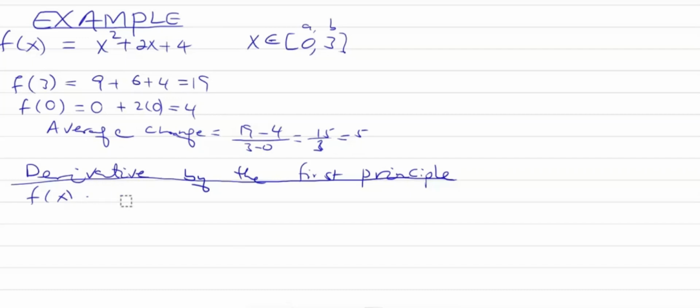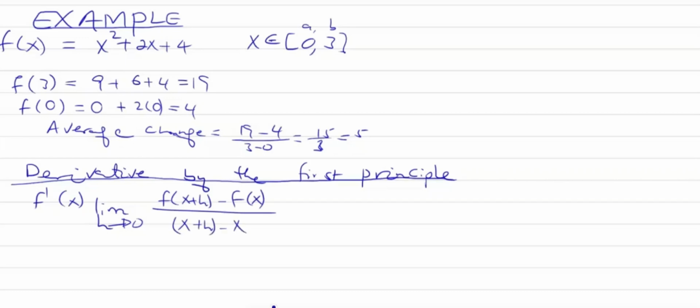So I'm just going to write what the first principle says. Using the first principle, as h approaches 0, I have f of x plus h minus f of x, over x plus h minus x. If I substitute back there, I have x plus h squared plus 2 times x plus h, plus 4. That is that bit there.